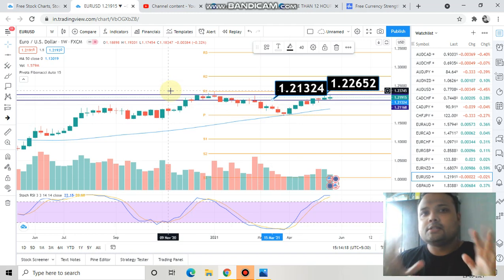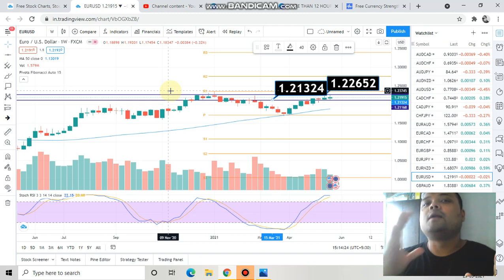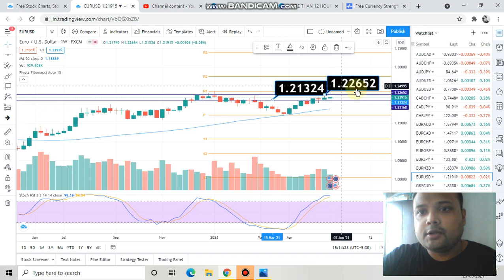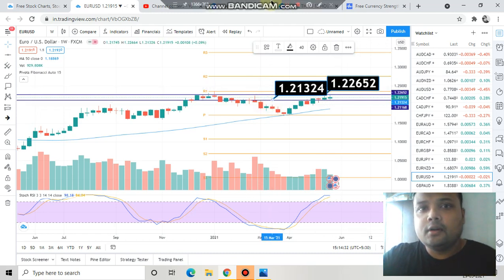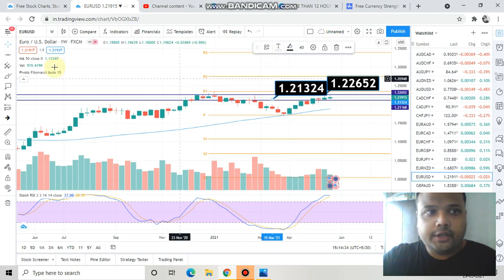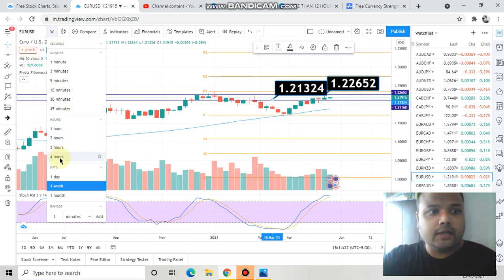So from the weekly chart, we have understood that though the market is trying to go up, and the overall trend of the market is towards the upside, the market has got resistance. The resistance is 1.2265, and on the downside we have a small support at 1.2132. Now let's switch to the 4 hours time frame and see what the strategy should be.